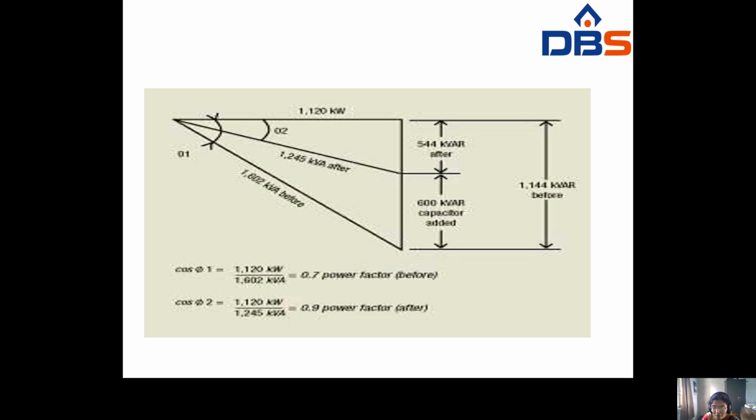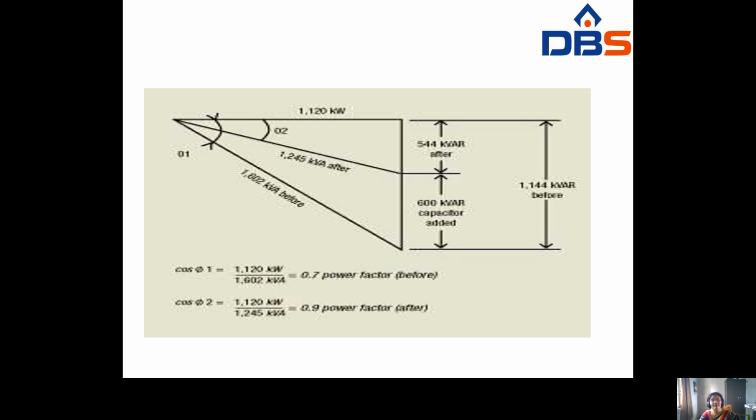To improve the power factor value, here we are adding the capacitors. Before adding the capacitors, the power factor value will be 0.7. Whenever we add the capacitor, the reactive power will be reduced, so at that time the apparent power becomes 1245 kVA. So 1120 by 1245 kilo, and at that time you can get the 0.9 power factor.